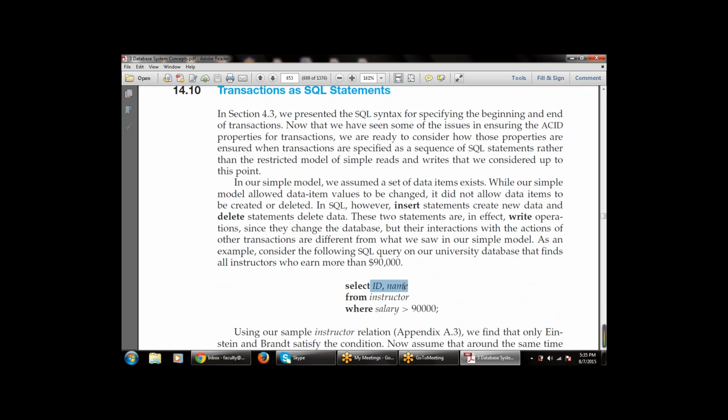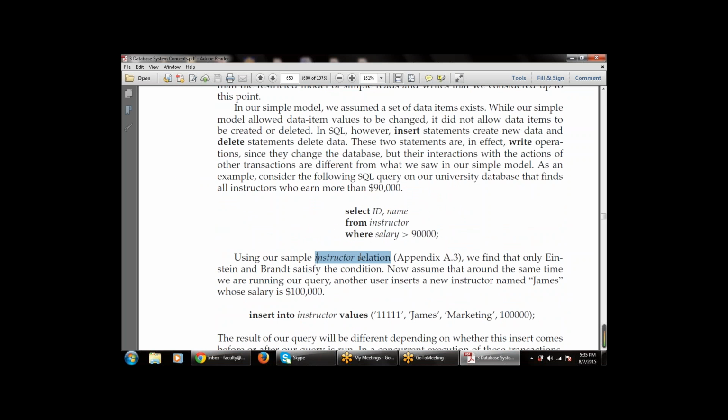So select ID, name from instructor where salary is more than 90,000. Using our simple instructor relation, we find that Einstein and Benson satisfy the relation condition. Now assume that around the same time we are running our query, another user inserts a new instructor, named James, with a salary of 100,000.